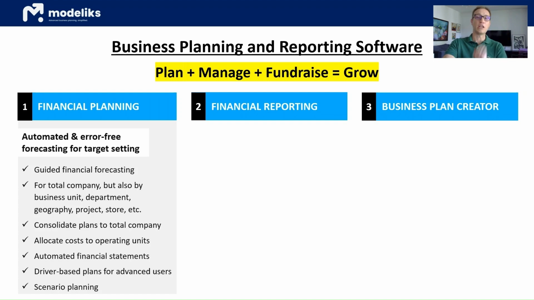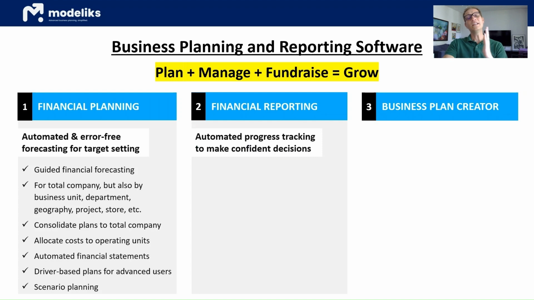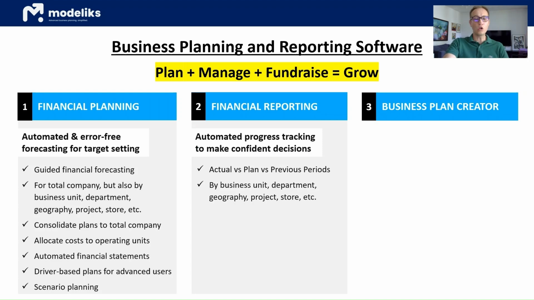Second module is the financial reporting module. What it allows you to do is to have automated progress tracking across your organization in order to be able to make informed and confident decisions about the future. What it allows you to do is to track actual performance versus your plan and versus previous periods across your whole organization by business units, department, geographies, project stores, and a total company, however your company is structured, right?